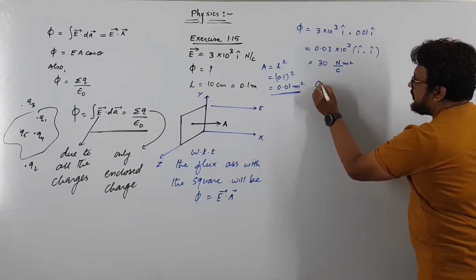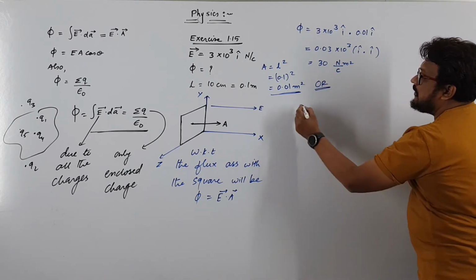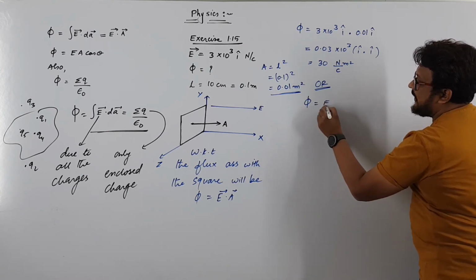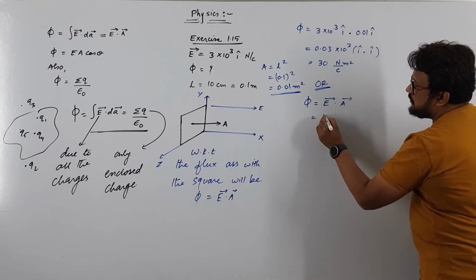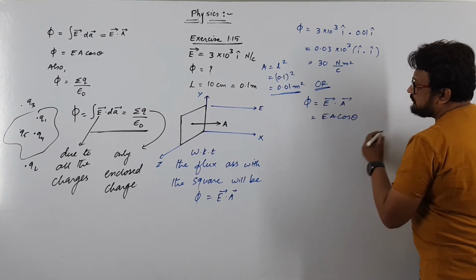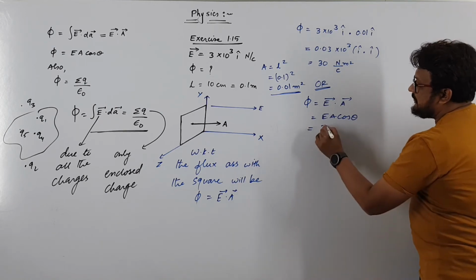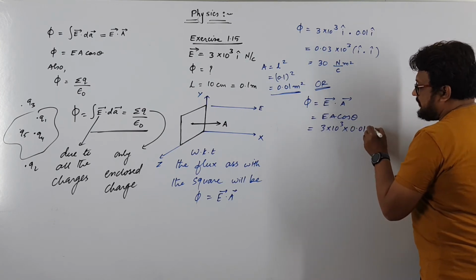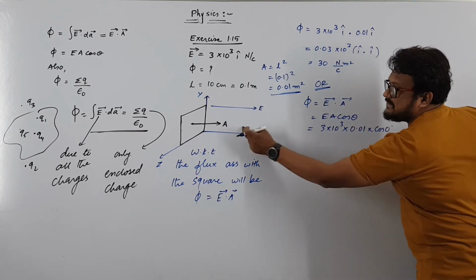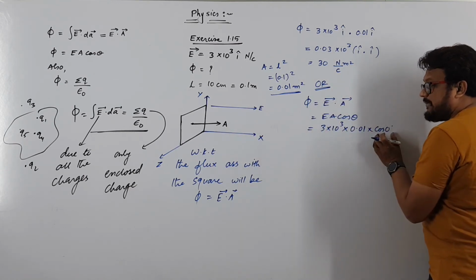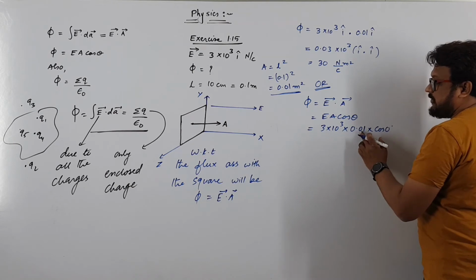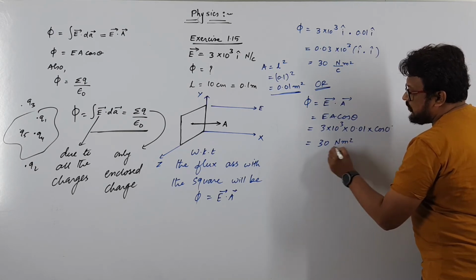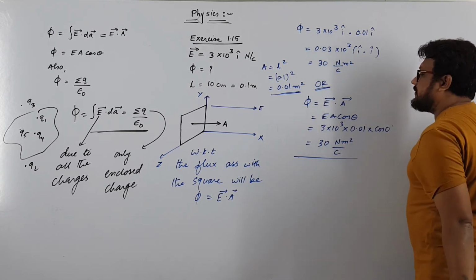There is one more way to solve the same example, that is, the flux associated with this is given by E dot A. Let me write directly, phi is equal to vector E dot vector A, which is equal to EA cos theta, right? So that will be equal to, E is given as 3 into 10 to the power 3, area is 0.01 and the angle between these two is 0 degree. You can see that both are in the same direction, right? Both are along the x-axis, so the angle will be 0. Cos 0 is 1. So again 3 into 0.01 will be 0.03 into 10 to the power 3, which is 30 Newton meter square over Coulomb. Right? This will be the answer.